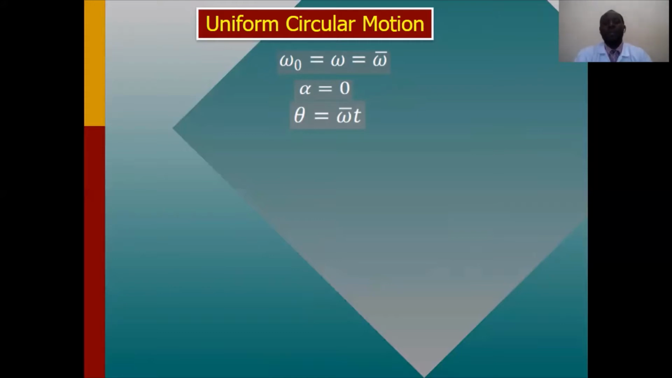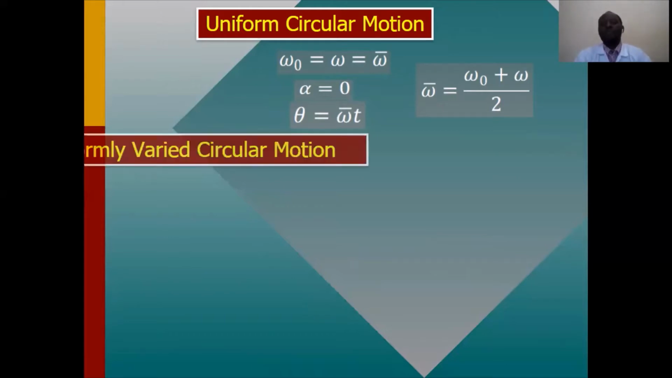Also remember that the average angular velocity is equal to the final angular velocity and is equal to the initial angular velocity. So in this formula for position, you can put any angular velocity, be it initial, final, or average. And the average angular velocity is the sum of the initial angular velocity and the final angular velocity, divided by 2.